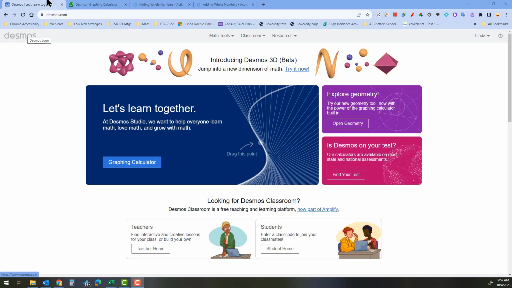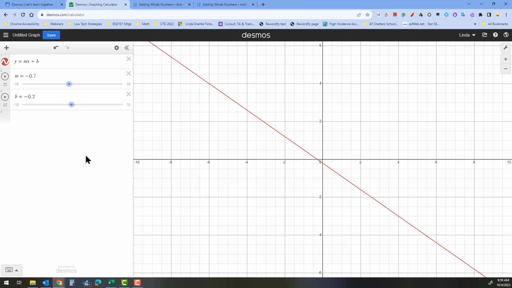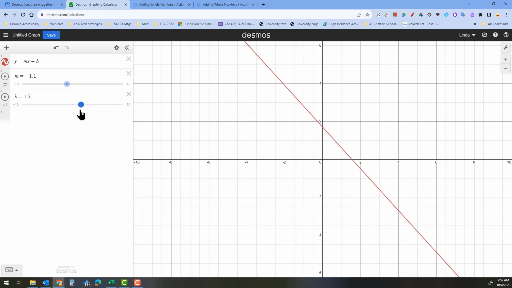Desmos is a web-based graphing calculator as well as several other tools, including a geometry construction tool and several other calculators. By using the graphing calculator, Desmos allows students to see the relationship between the algebra and the graph that algebra represents. You're able to explore the relationship between the different variables and see how they will change a graph.